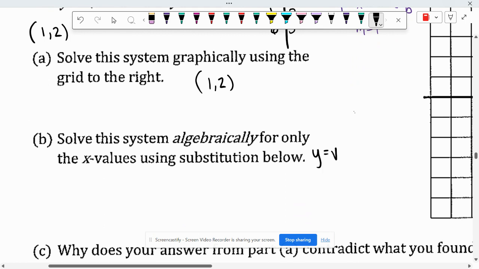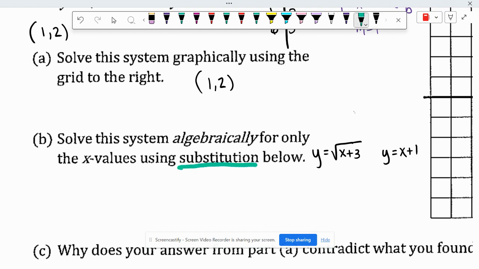Y equals the square root of x plus 3. That's the first equation. And the other equation is y equals x plus 1. Well, hopefully you remember this dirty word right here, substitution. You guys see that it says y equals this and y equals this. So if y equals the square root of x plus 3 and y equals x plus 1, then these two things have to equal each other. Do you remember that from substitution?